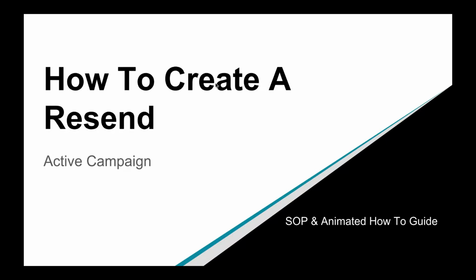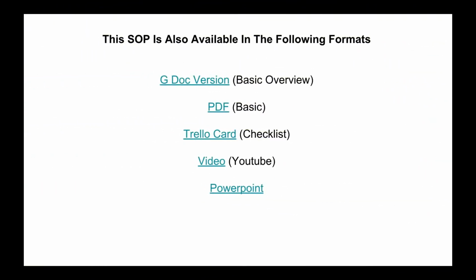So it's intended as an introduction, probably something that you would watch once, and then you can use the other versions of the SOP. Speaking of which, what we have here is the Google Doc version, so that's just a basic overview, the PDF version, which is basically the same, but you can't edit that. The PDF version is good as a backup if you can't get online for any reason. The Trello card is a good checklist version if you want to use that.